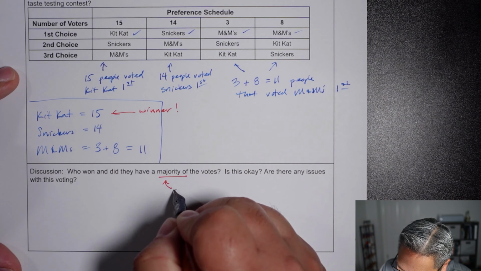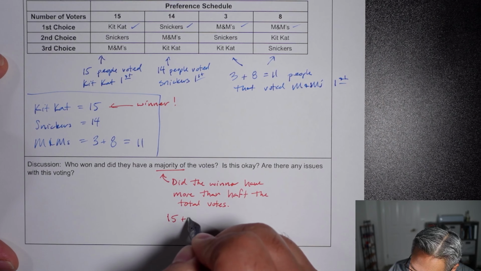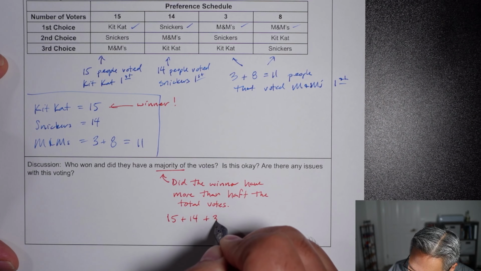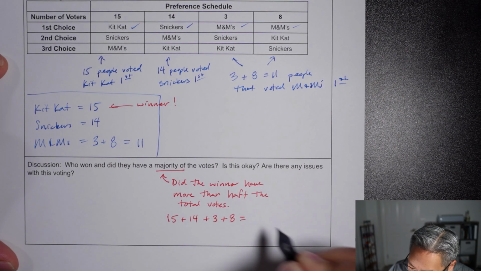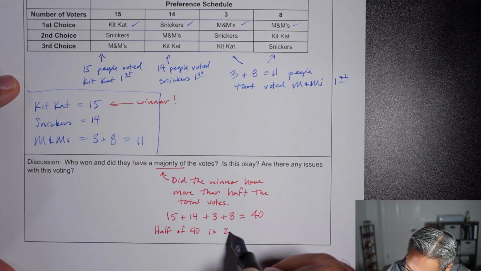Okay, well, let's check out how many total votes there were. Again, this is nice and easy here. All the total votes are up here on top. We're going to add those all up. So the total votes are 15 plus 14 plus 3 plus 8. There were a total of 40 votes. Okay. Well, half of 40 would have been 20. Half of 40 is 20.